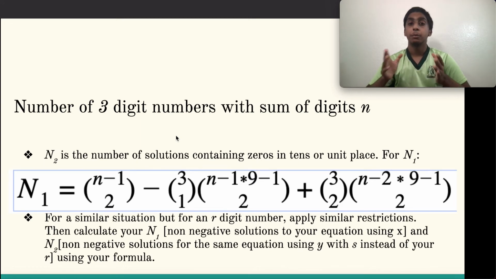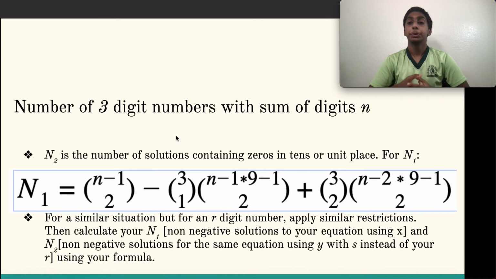This is for n1. So n2, it's not a lot of work. It's simply the number of solutions containing zeros in the 10 or unit place. So how we'd figure that out? You'd simply just list it out, right? So it has to contain a 0 in the tens or unit place. That shouldn't be too hard to find. Just list out the 3-digit numbers with that category, and then you can count them up. That's just a quick way to do it. It's much quicker than using any formula.